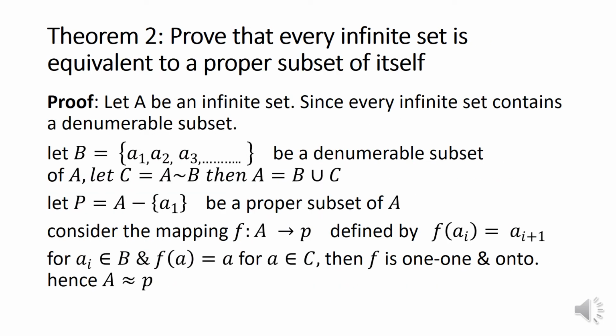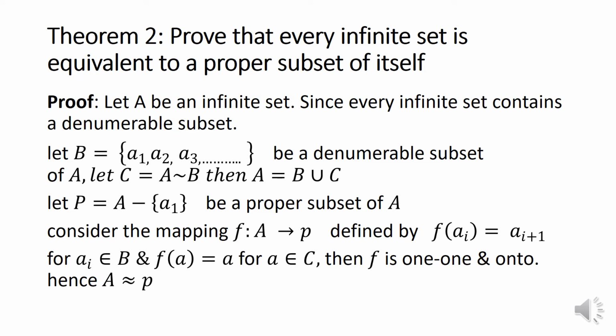The next theorem we shall see: prove that every infinite set is equivalent to a proper subset of itself. The statement is: every infinite set is equivalent to a proper subset of itself. So you shall see the proof. Let A be an infinite set, as given in the statement.